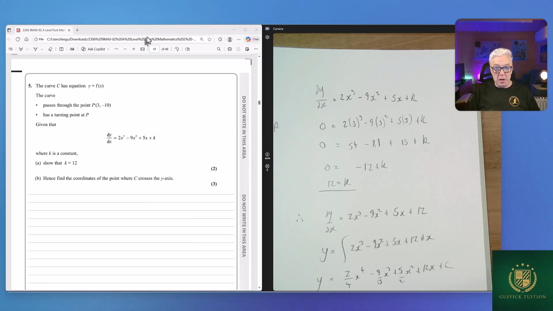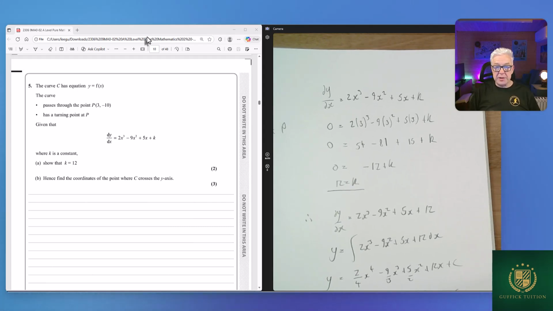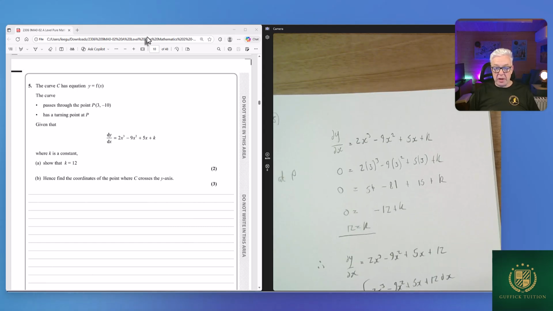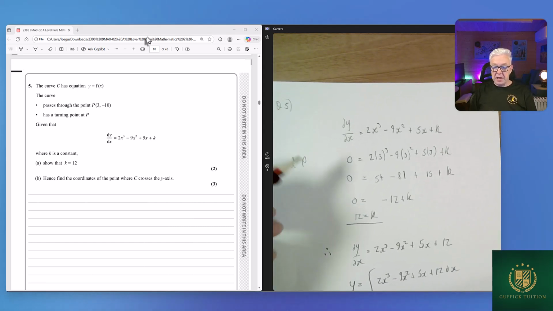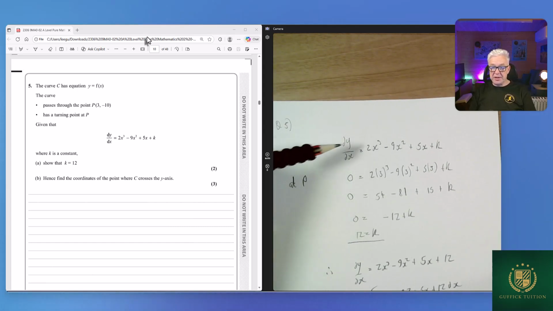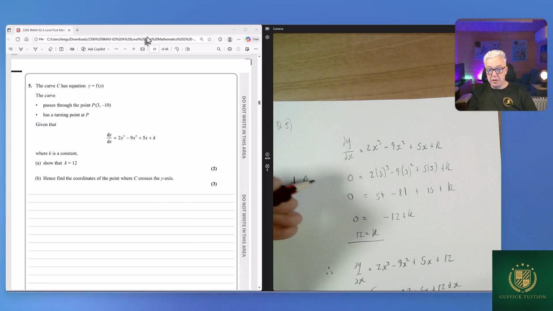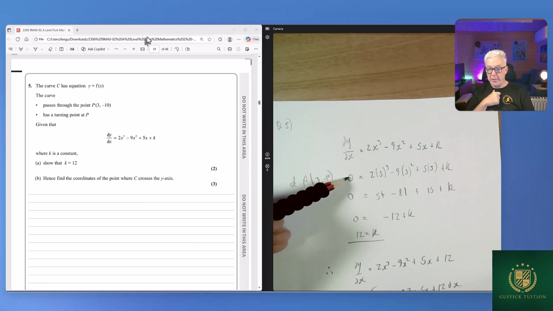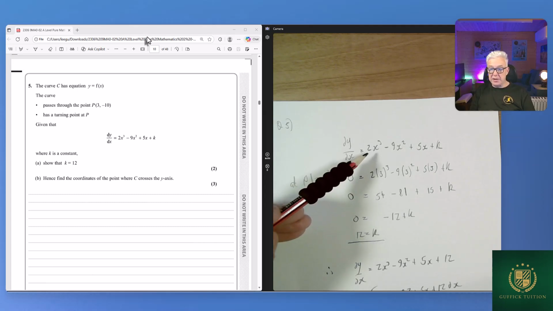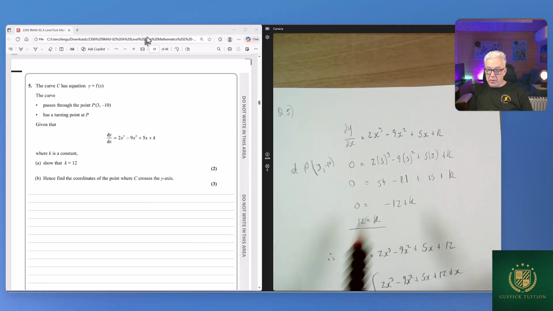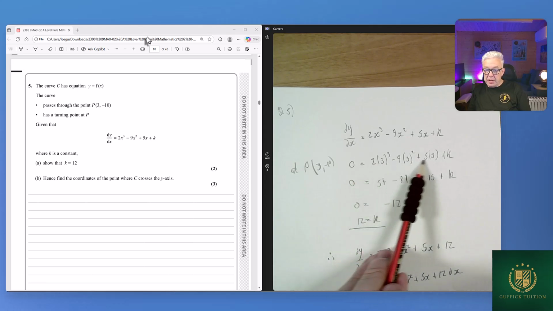Okay, so what do we know? Well, we know that there's a turning point, so therefore our dy/dx can be put equal to 0. And that turning point is at the coordinate (3, -10), at the point P, so where x is 3 and y is -10. So we're going to set our dy/dx equal to 0 and sub x equals 3 into the dy/dx. Now when we do that, the only unknown is k.